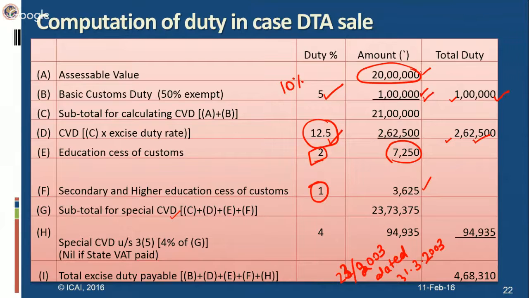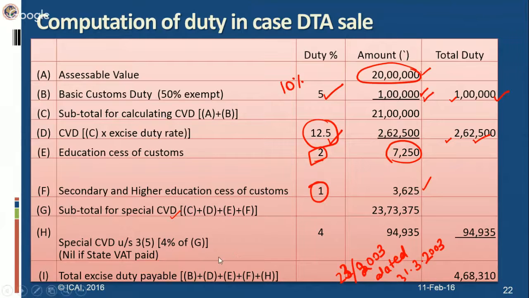Now this notification prescribes one important point, that special CVD in case of EOU sale to DTA will be applicable only when state VAT is not payable on such goods. If in case of sale of such goods the state VAT is leviable on such goods, then the special CVD will be exempt or special CVD will not be levied. However, if state VAT is payable, then the special CVD will not be payable. If state VAT is not payable, then special CVD will be payable.